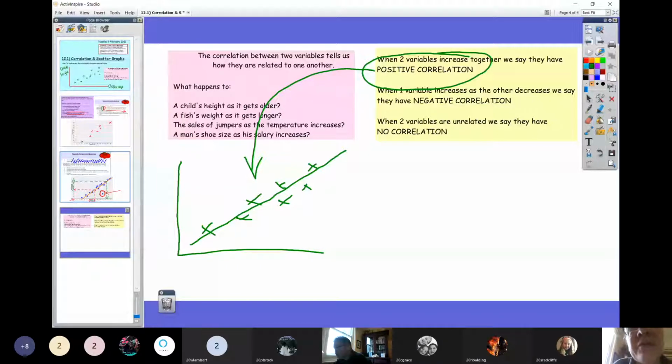And you will see on your Dr. Frost worksheet, you'll have some points going upwards or downwards, and it will ask you to describe the type of correlation, and you just say positive or negative.